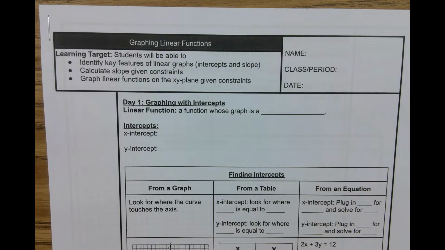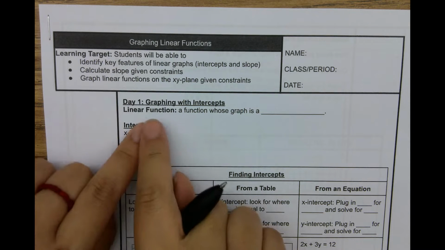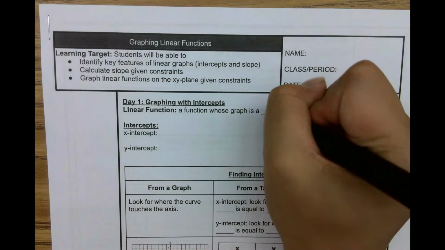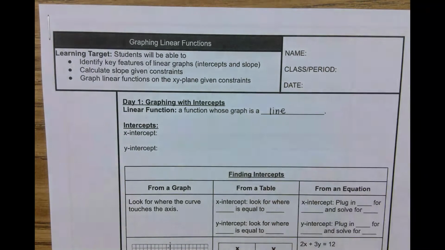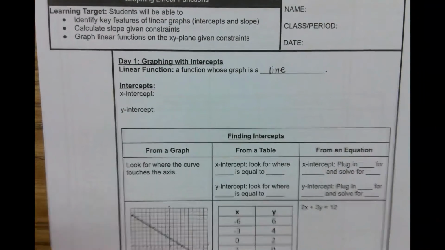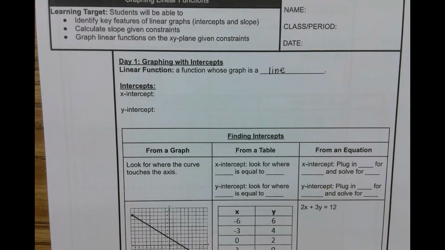Hi guys, so today we're going to learn to graph with intercepts, specifically linear functions. A linear function is a function where the graph is a line. We see the word line in linear, and so a linear function is a function where the graph is a line. Okay? So we're going to graph using our x and our y intercepts.